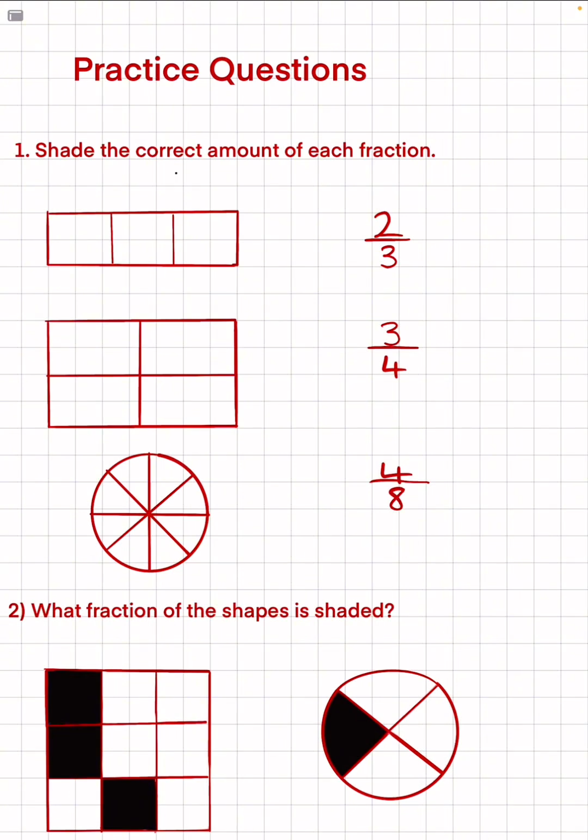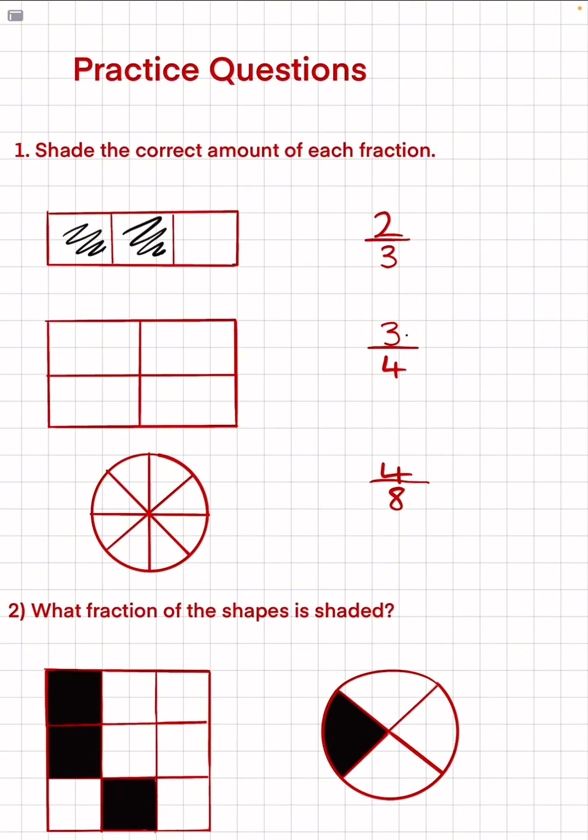Question 1 says shade the correct amount of each fraction. The bottom number, which is the denominator, tells you how many parts there are in total. So we've got 3 parts, 1, 2, 3. And the top number tells you how many parts are shaded. In this case, 2 out of the 3 parts are shaded. So you can shade any 2 parts.